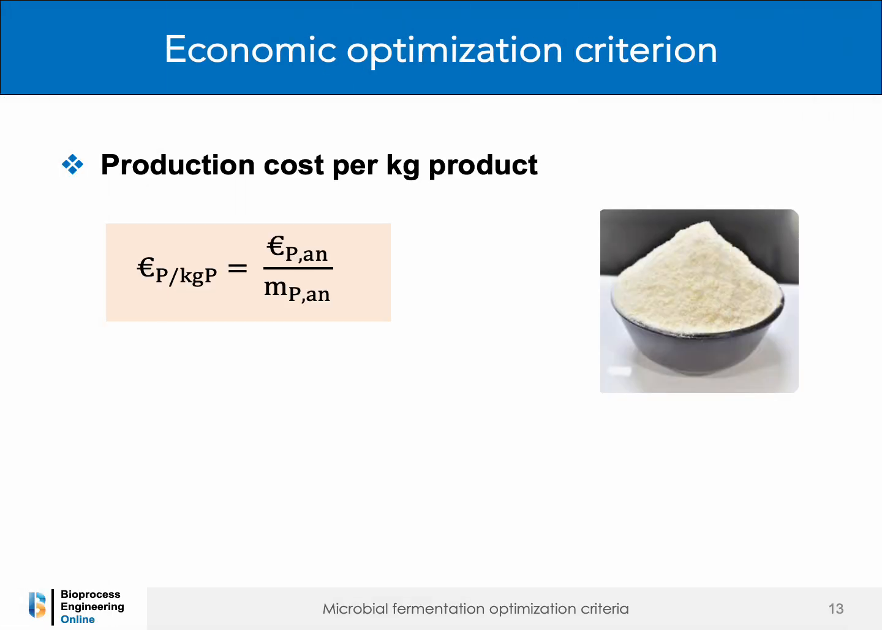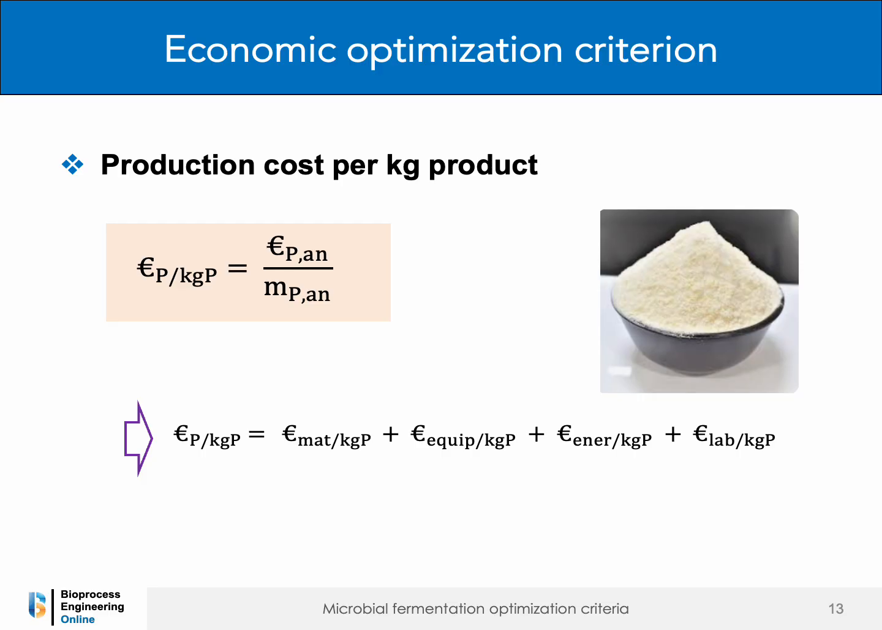The key economic criterion for fermentation optimization is the production cost per kilogram of product. This unit cost is obtained by dividing the total annual production cost by the corresponding amount of product generated over that year. Accordingly, the production cost per kilogram product is equal to the sum of the material, equipment, energy, and labor contributions, expressed on a per kilogram basis. It is this unit production cost that the fermentation optimization strategy seeks to minimize.